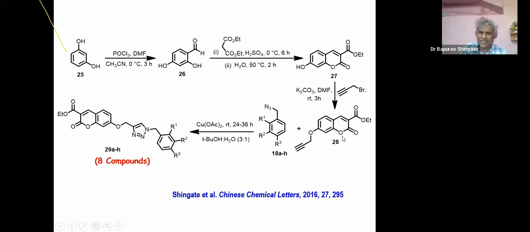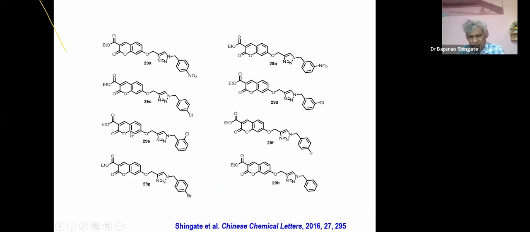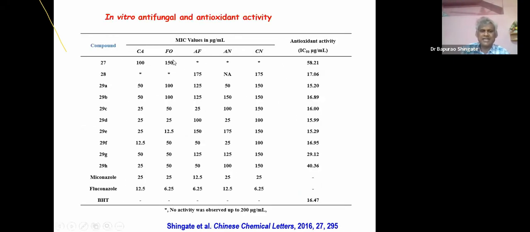Under basic condition, we have only one alkyne, and we have already synthesized the benzyl azides, and on click reaction using copper acetate in tertiary butanol-water at room temperature it leads to the coumarin-based 1,2,3-triazoles. And see, these are the structures of all the triazoles, characterized very well by means of spectroscopic techniques and screened for their antifungal as well as antioxidant activity, showing better antifungal activity.